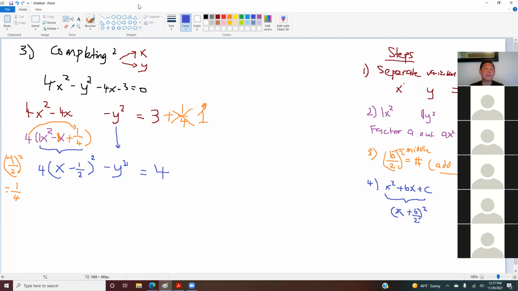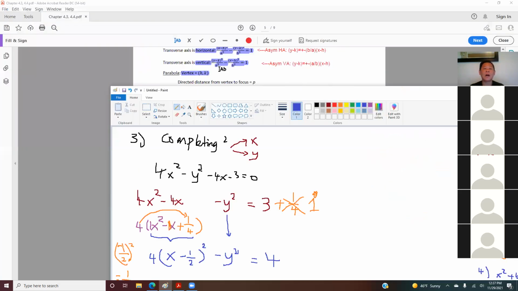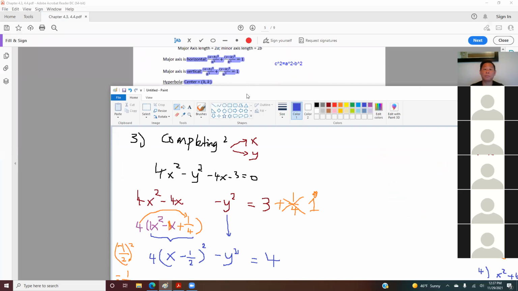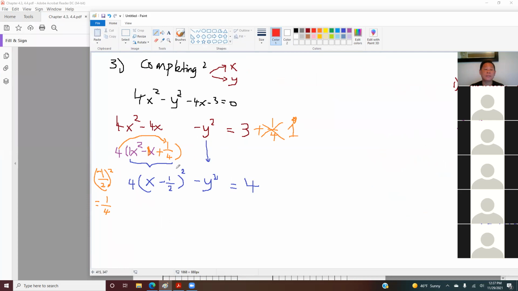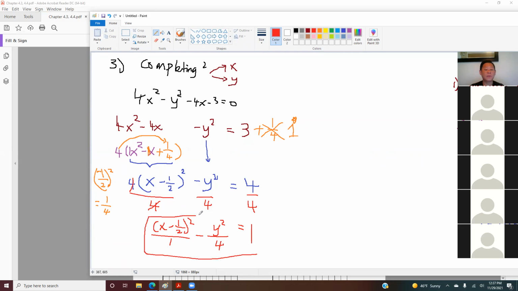So as you know, in order for you to use one of these formulas, it all has to be equal to 1. So what I will do is divide everything here by 4. So this will be equal to 1. So our formula is always equal to 1. So this will be canceled out. So what we have in this case is x minus 1/2 squared over 1, because 4 divided by 4 is 1, minus y squared over 4, and this is equal to 1. So this is the completing the square here. And we're not done yet. This is just a start.